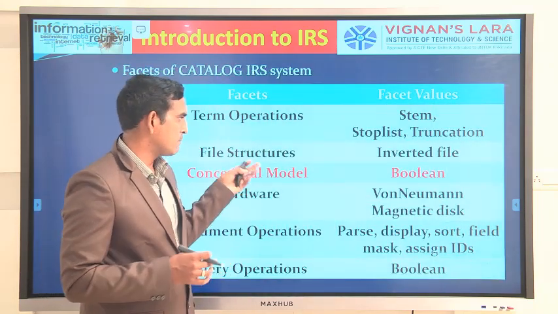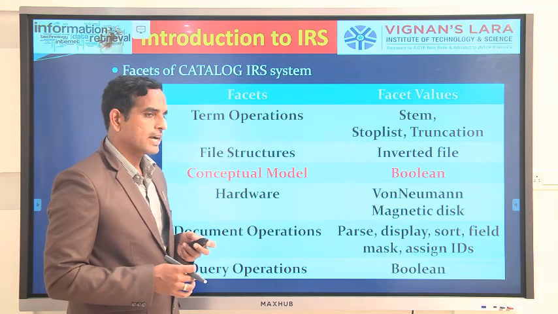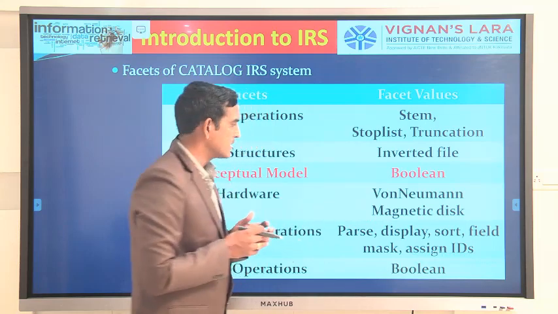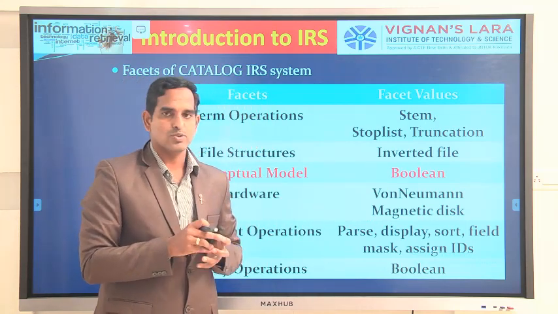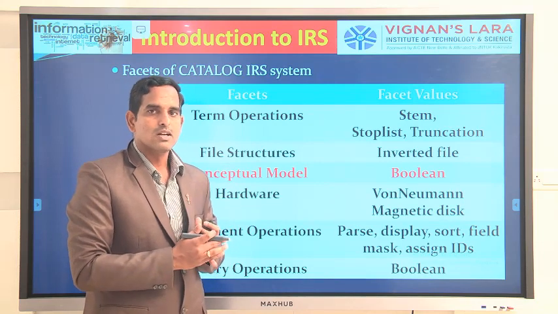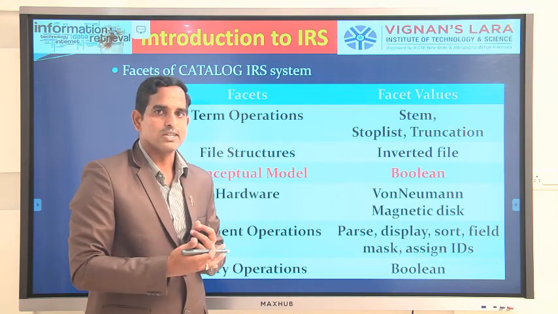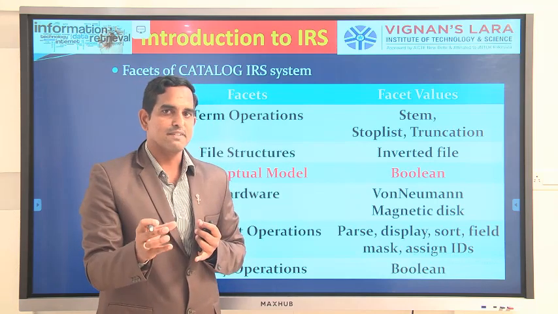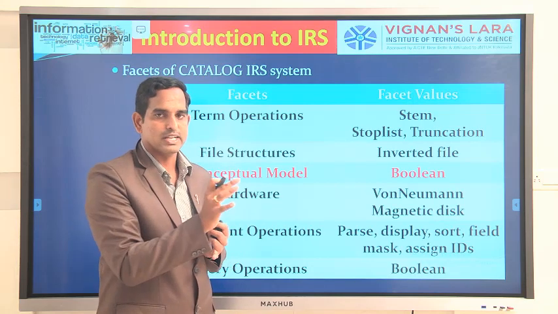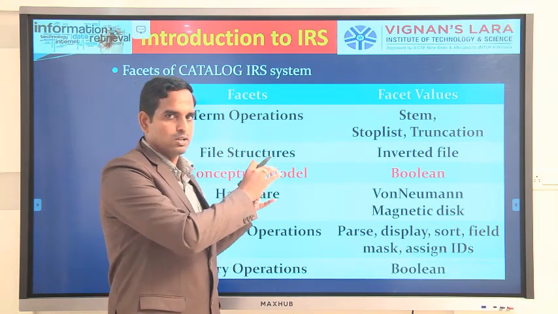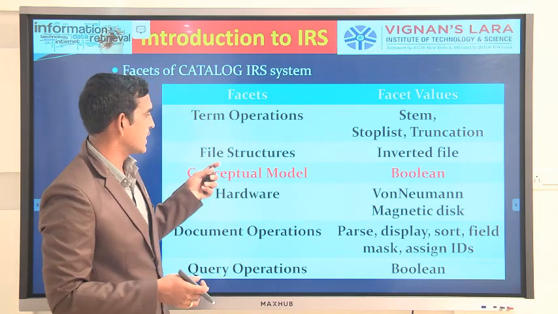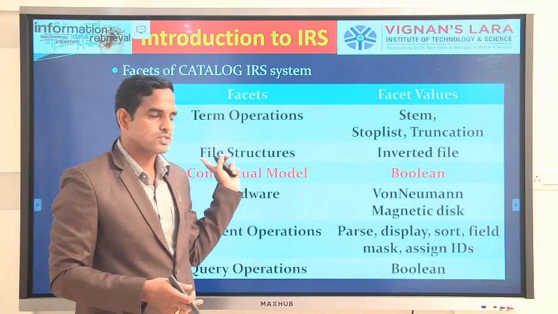So, coming back to the example, your catalog IR system will use the Boolean conceptual model. As I already told you, you should remember the Boolean conceptual model. It is about taking your documents, finding the keywords of those documents and storing those keywords in an inverted file. Whenever you search, you search in the inverted file for particular keywords, and the documents matching those keywords will be retrieved by your information retrieval system. So your catalog IRS system will be using the Boolean conceptual model.